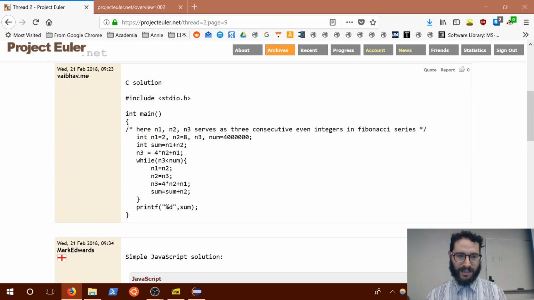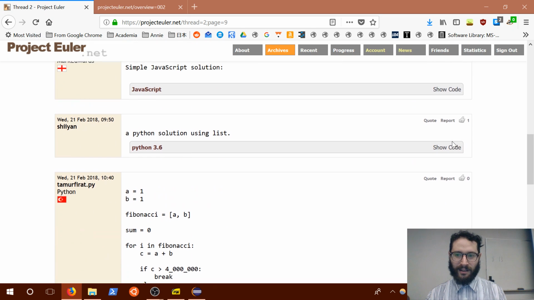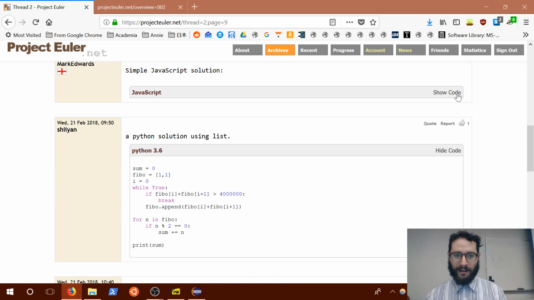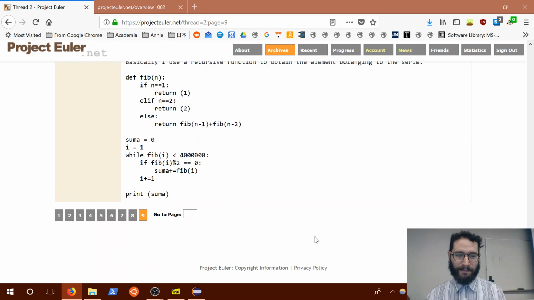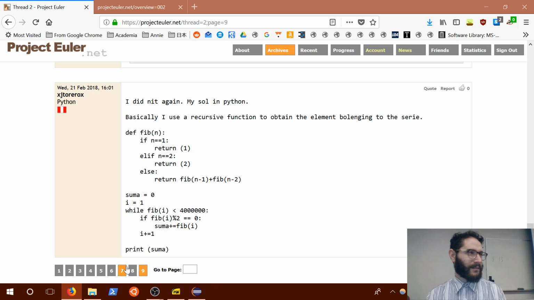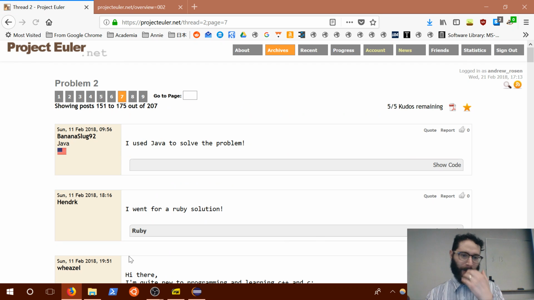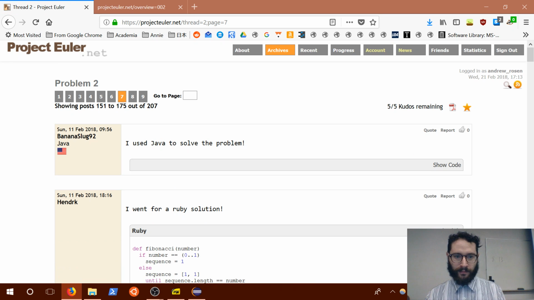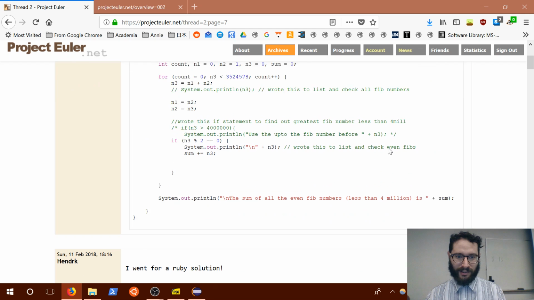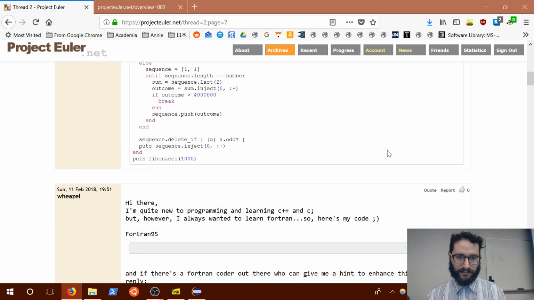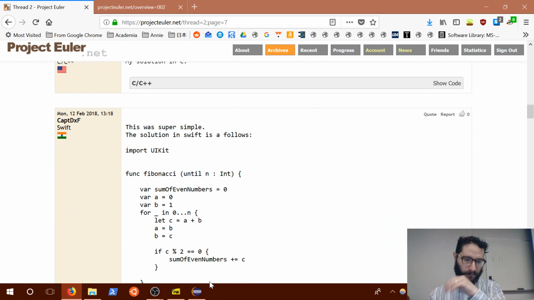So there's another C solution, JavaScript and Python. So you can see what people have come up with. Because these are very good. So here's somebody's Java solution. So it's a very good way to do that.